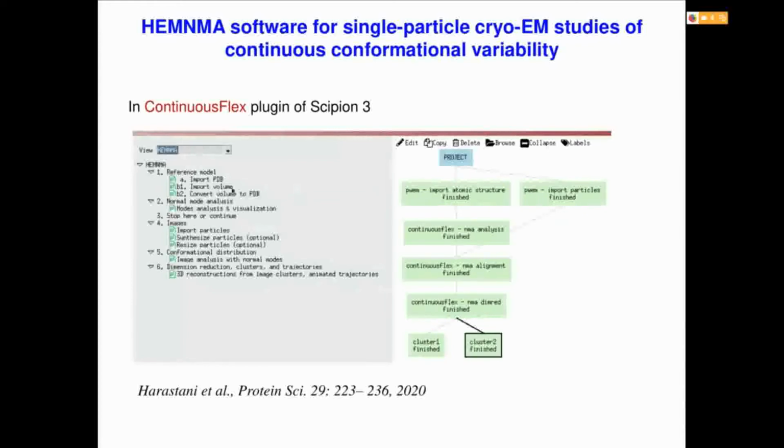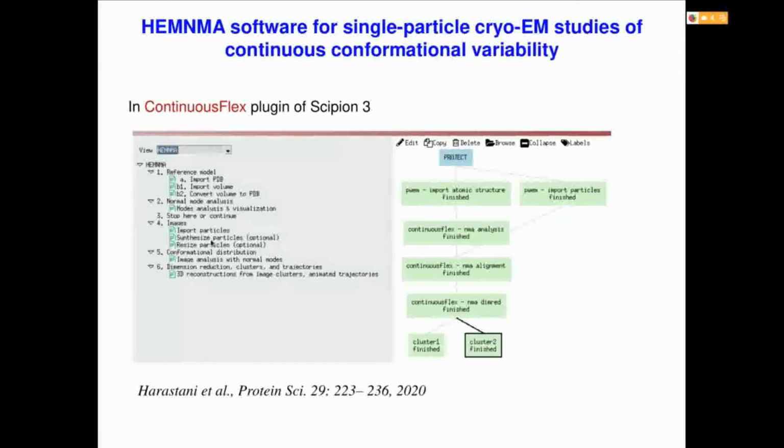Because if you have a density map, then you need to also perform this step, that is conversion from the density into an atomic structure. And then you can compute normal modes by performing this step. So this is the step here. Then you import particles if you want to continue. So those are the images that are imported here.